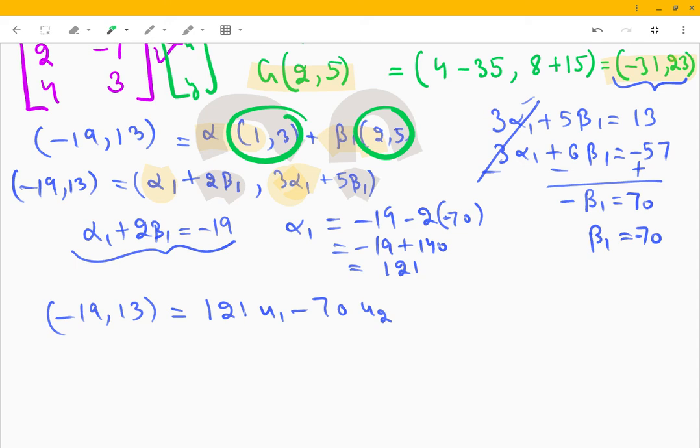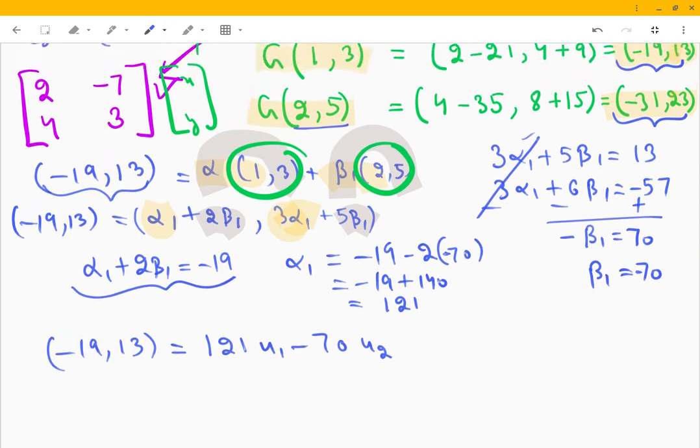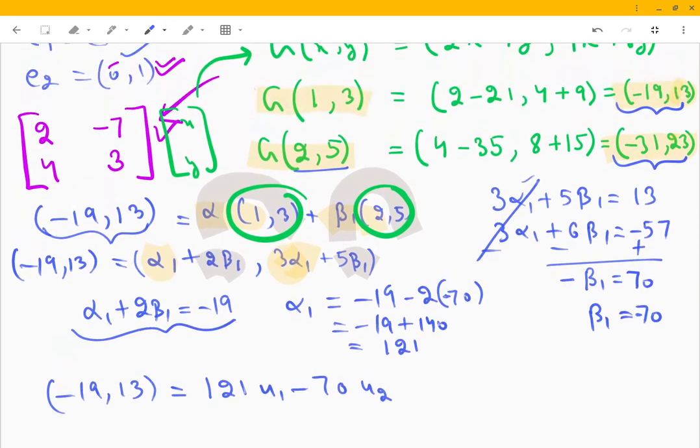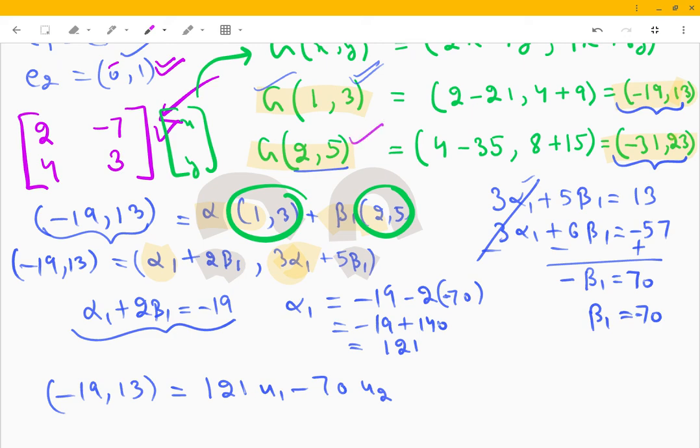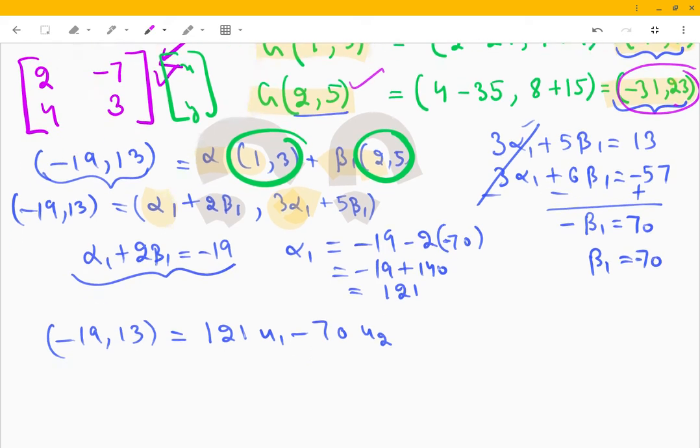Now the second vector, 2 comma 5. You remember how we got this? We found out where this transformation was sending the first base vector. Now this transformation is sending the second base vector to this vector. So let's write this vector as a linear combination of the new bases.